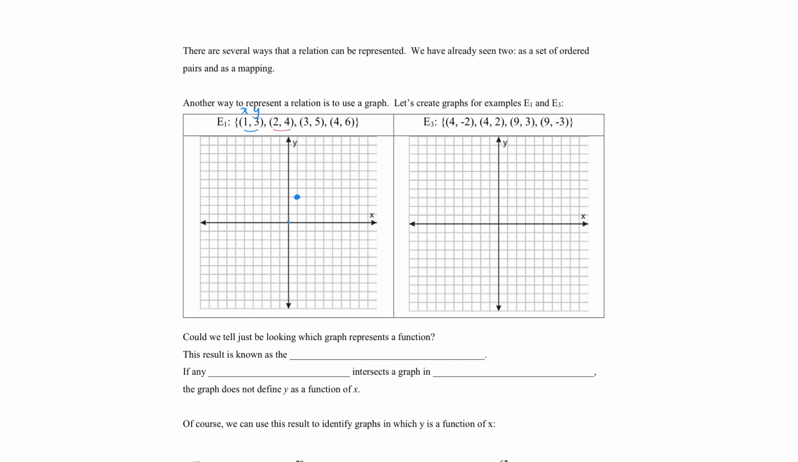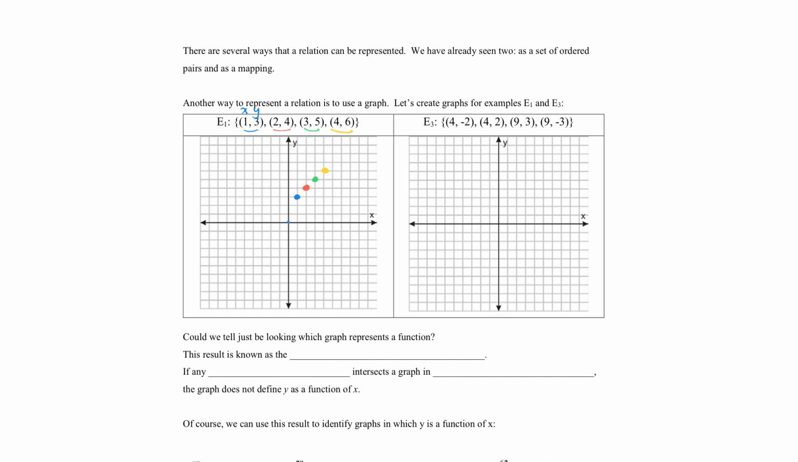The second point is 2, 4. So I'm going to start at the origin, 0, 0. I'm going to go over 2 in the positive x direction and up 4 in the positive y direction. And then for 3, 5, I'm going to start at the origin, go over 3 in the positive x direction and up 5 in the positive y direction. And then finally for 4, 6, I'm going to start at the origin and go over 4 in the positive x direction and up 6 in the positive y direction. So those are my 4 points in that relation plotted on my plane.